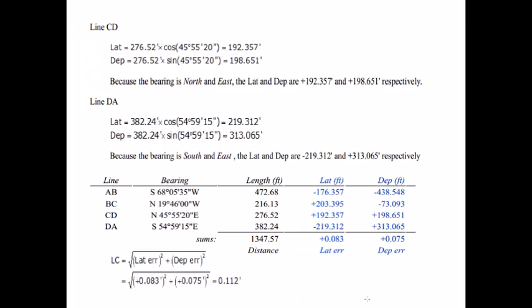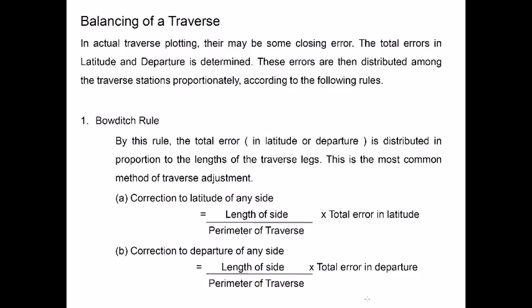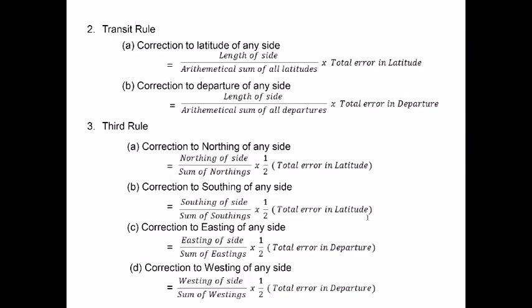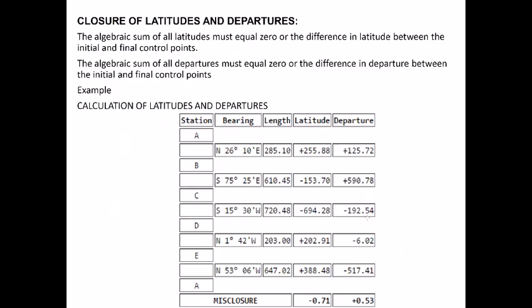So what does the Bowditch rule say? That in order to balance the error, you will use the equation for latitude as length of the side divided by the perimeter of the traverse multiplied by the total error in latitude. So let's try to apply this equation.